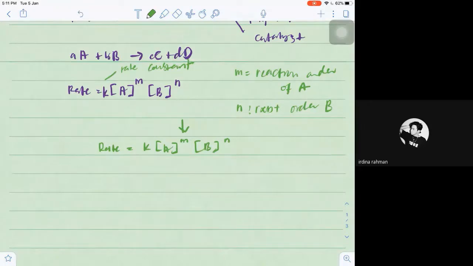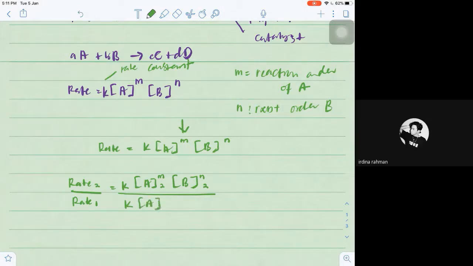Okay, in experiment 1 and 2, normally I'll choose the one that has a higher rate to be the numerator. So it will be rate in experiment 2 over rate in experiment 1 equal to k [A] power of m in experiment 2, [B] power of n in experiment 2, over k [A] power of m in experiment 1, [B] power of n in experiment 1.